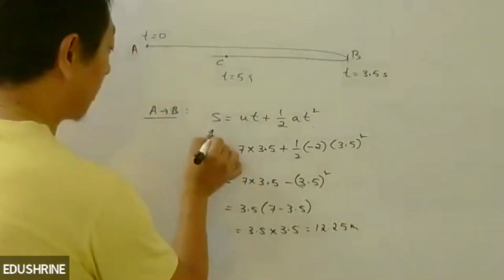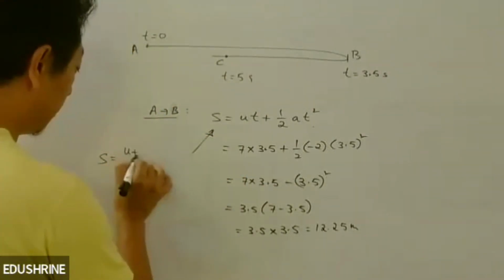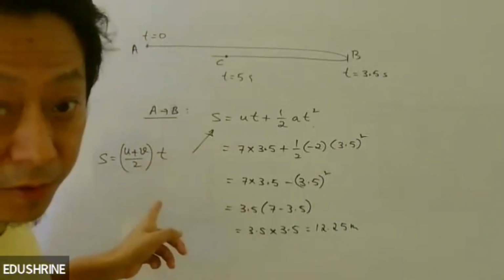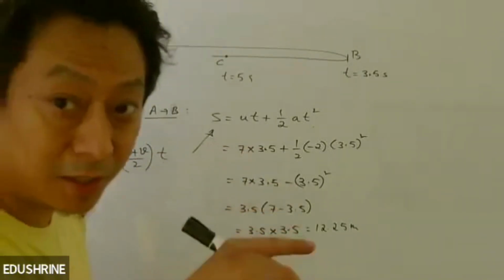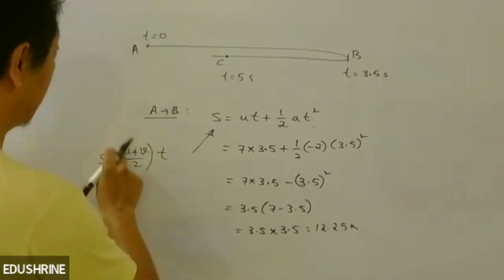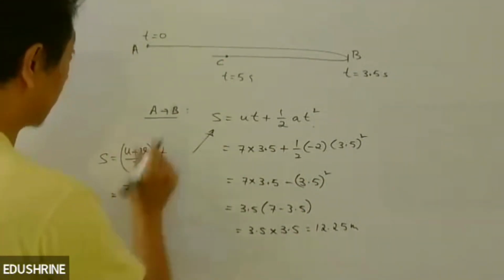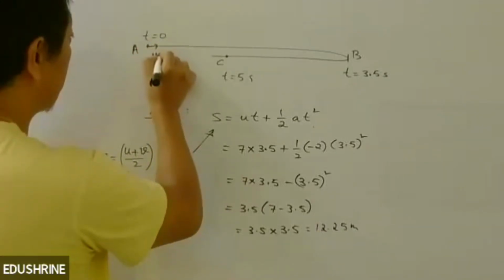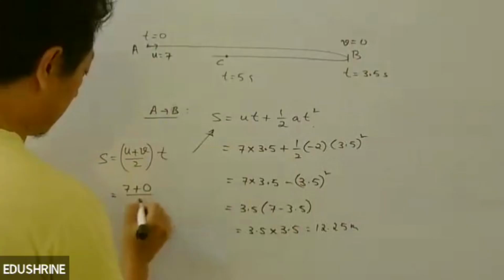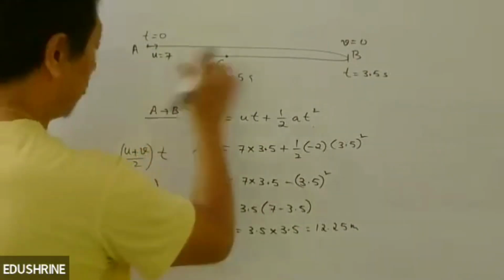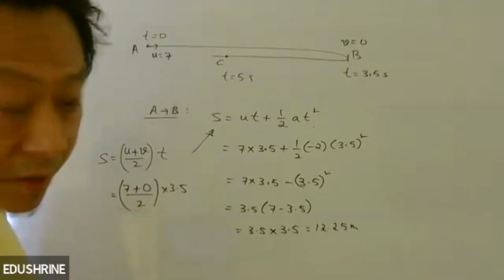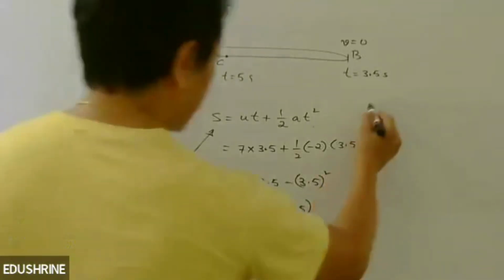We could have used this also, I think. Check here: U plus V by 2 into T. Remember this formula I gave you? Average velocity is displacement by time also, no? So if I use this, how will I get the answer? Let's check. Here U is 7, here V is 0. Time taken from A to B is 3.5. Yeah, this is the answer. It will come fast now. So this is also nice. Okay, so this is the first part.